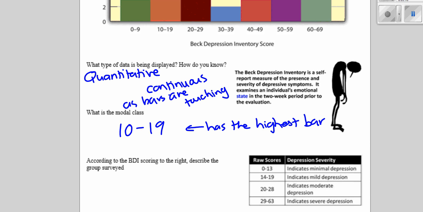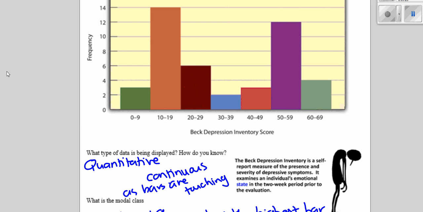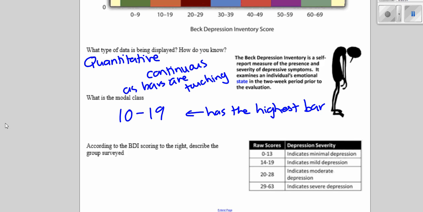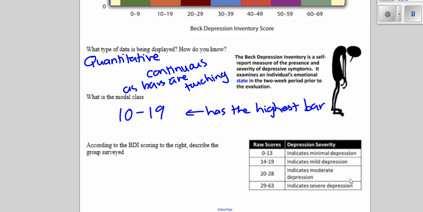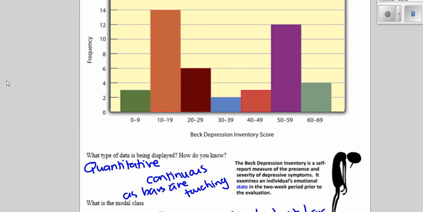According to the BDI scoring on the right, describe the group surveyed. So you want to take into account what the histogram looks like and the results. The 10 to 19 group, the modal group, what kind of symptoms do you think they have? They have mild depression. Yeah. But overall, what would you say? There's this group with mild depression, and the rest are all kind of low. Others have mild or moderate.